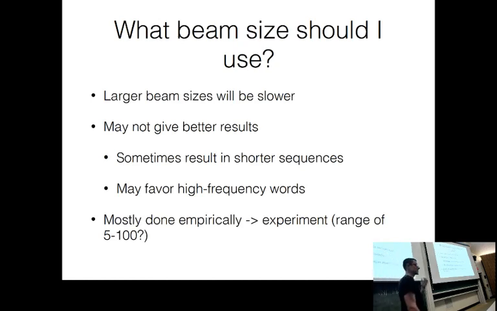I guess another potential question for beam search is what beam size should you use? Oftentimes, larger beams will pretty much always be slower, and they won't always give you better results. We'll talk a bit more about why later. But one of the major problems is they tend to favor higher frequency words. And honestly, a lot of times the way to get the best beam size is just to experiment. Try a bunch of different beam values. I've seen beam sizes go up to 100. It depends on how much computing power you have.